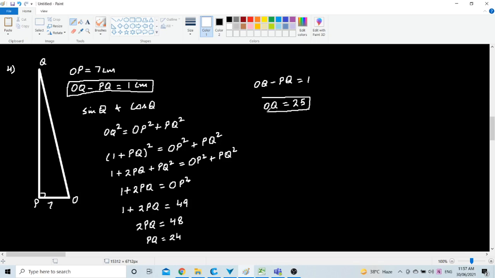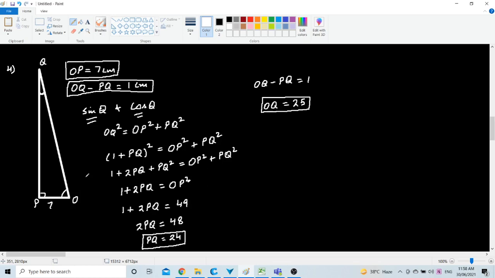But don't forget that we have to find out the value of sine Q and cos Q. Most of the students will do it wrongly, and in overconfidence, they will find out the value of sine O, which is not required. You are supposed to find out the value of sine Q as per this question.